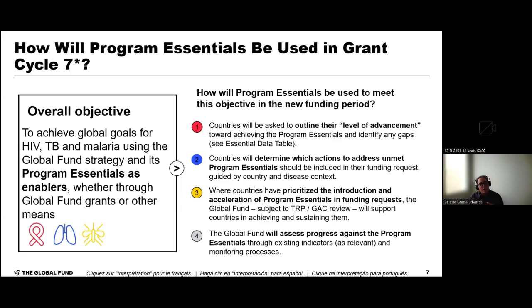Once they decide these program essentials can be embedded into the funding request, then the funding request is going to be evaluated by the TRP, like it's usually done, and if approved, it's going to be monitored. The program essentials are going to be monitored throughout the grant cycle in the same manner all other activities are. Next slide, please.